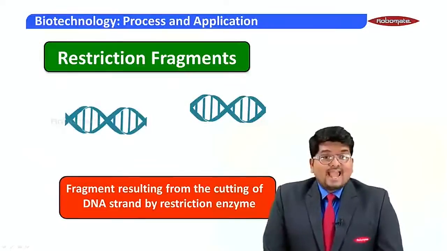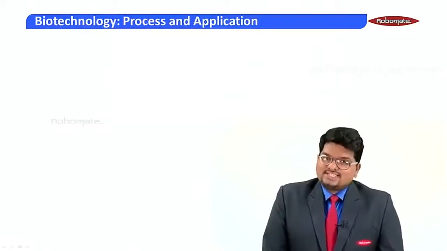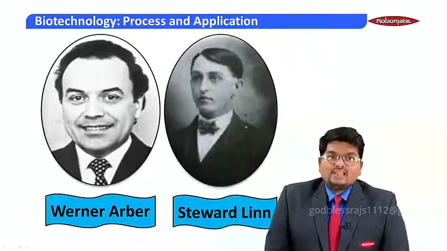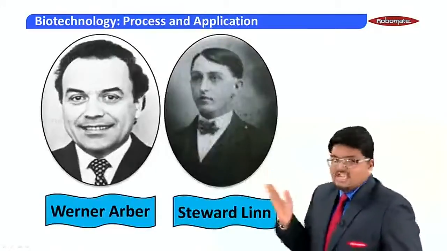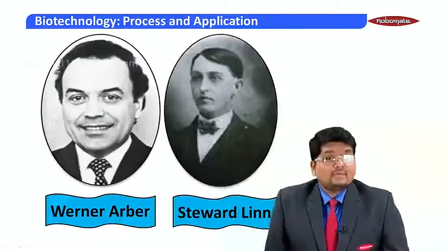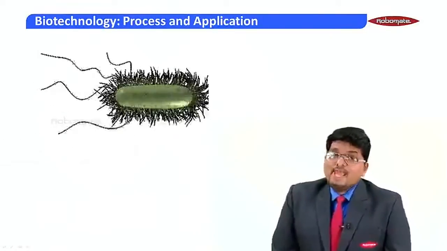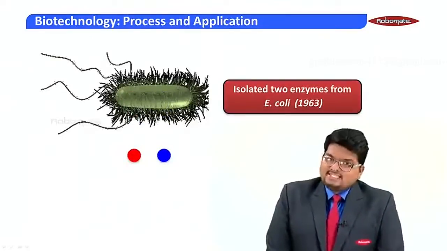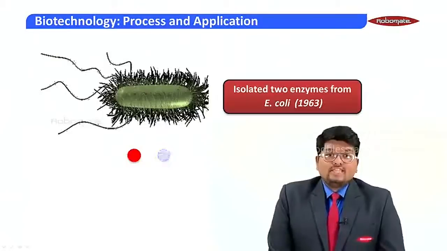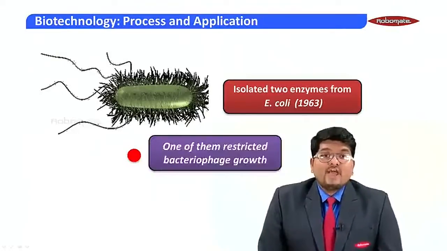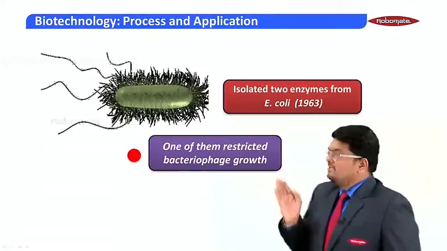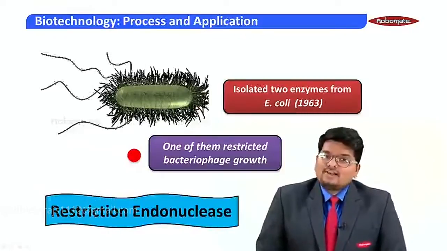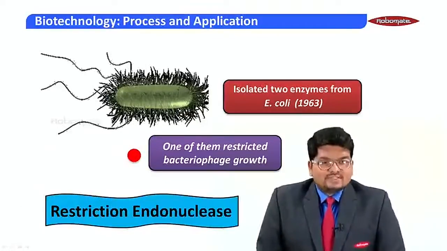Now let us move ahead and take a look at the history of restriction enzyme. Here I have Werner Arber and Stuart Linn. These two are credited with the discovery of restriction enzymes. Now let us take a look at how they did it. They took the bacterium E. coli, and from E. coli they isolated two enzymes in the year 1963, and they observed that one of these enzymes restricted the growth of bacteriophages, and hence they named this enzyme restriction endonuclease. So that is how our restriction enzymes or restriction endonucleases were discovered.